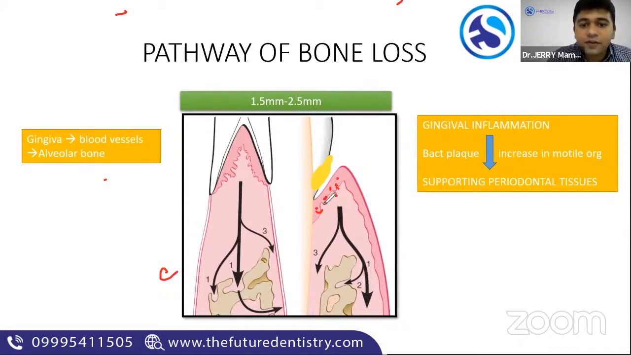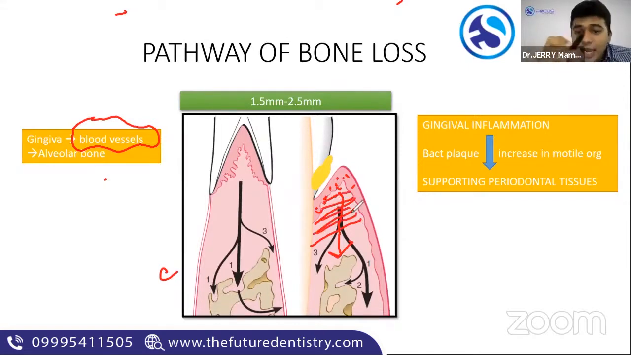Okay, so we have inflammation here. Then this inflammation spreads to the supporting tissues. How does it spread? It spreads via blood vessels, which are there in the connective tissue of the gingiva. This connective tissue contains what? A lot of fibers, a lot of collagen fibers. And along these collagen fibers and along the connective tissue, blood vessels run to your alveolar bone, to your PDL.